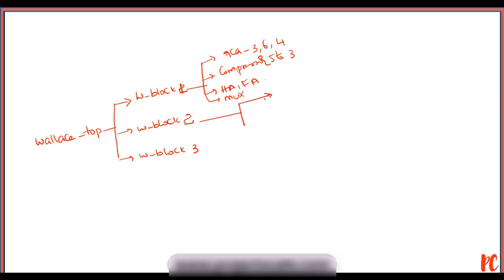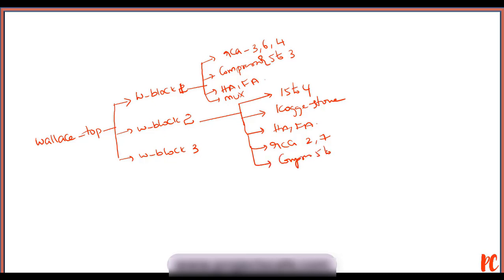In the second block, we will be dealing with a compressor. We will be converting 15 to 4. Since we will be converting using a compressor, we will be using a Kogge-Stone adder here. Finally, we will be using half adders and full adders as well. And the ripple carry adders that we will be using are 2-bit as well as 7-bit. We are going to then use a compressor as well, 5 to 3.